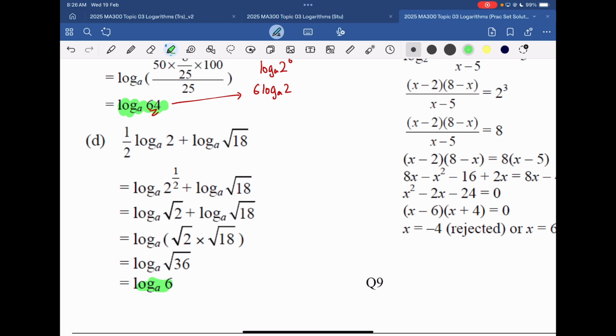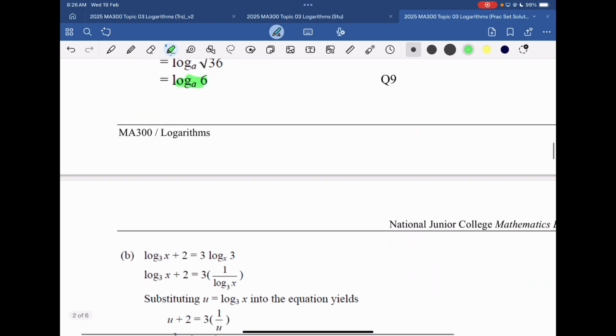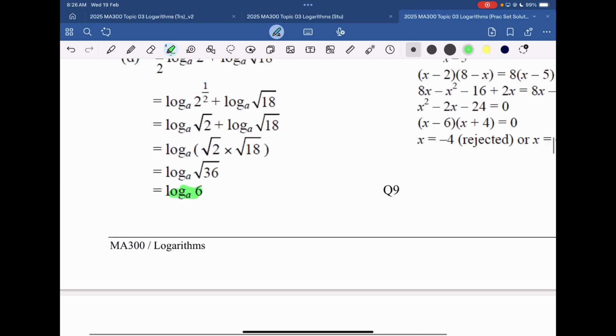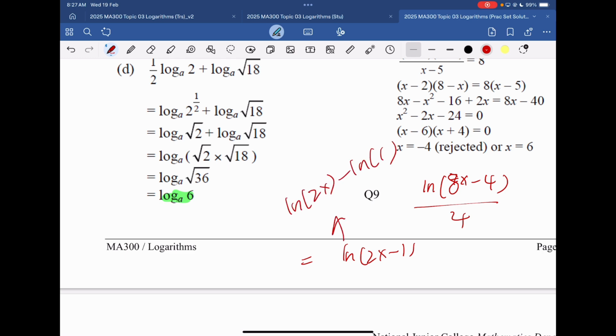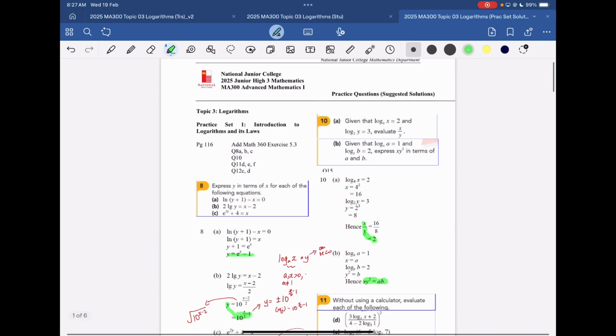Wrong. Okay. Remember, log cannot do this, Samuel. You cannot write log of (7x minus 4) divided by 4 like this. This is not the same as log 2x minus 1. Okay, you also cannot say this is ln 2x minus ln 1. Can or not? No, this one is wrong. You got it. Okay, can.